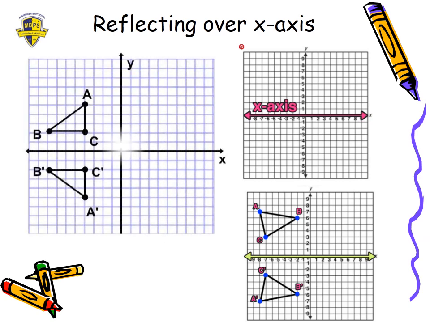Another example, here is another triangle. This is a right angle triangle, if you remember, and here are A, B, C. We want to reflect this shape over the x-axis, so the x-axis works like a mirror line, and this is the reflected shape. A' is down, you can see it in quadrant 3.